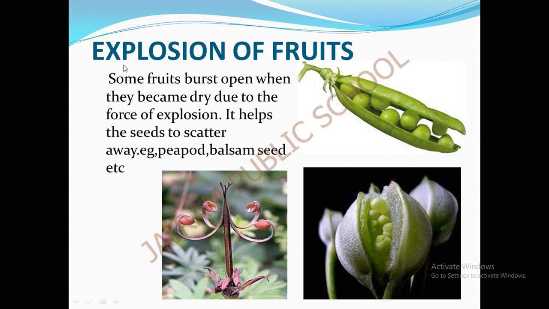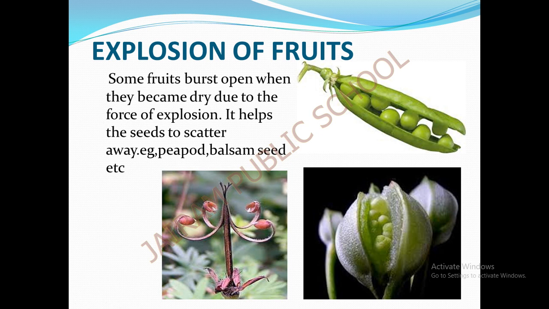Okay, now look at these pictures. This is a balsam seed and this is a pea pod. And what is happening when the seed becomes ripe and dry? Automatically, without any help, the seeds burst due to the force of explosion. Because of that fast force, the seeds get dispersed to some other areas. This is also a dispersal of seeds. See, look at these pictures. These are also the dispersal of seeds.